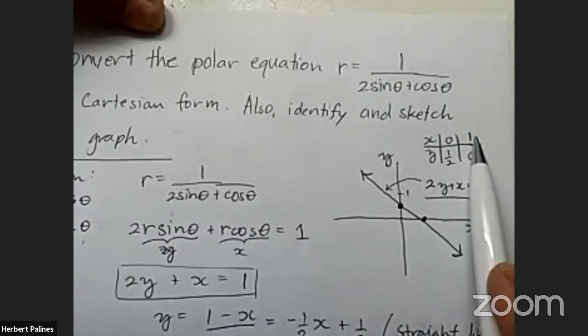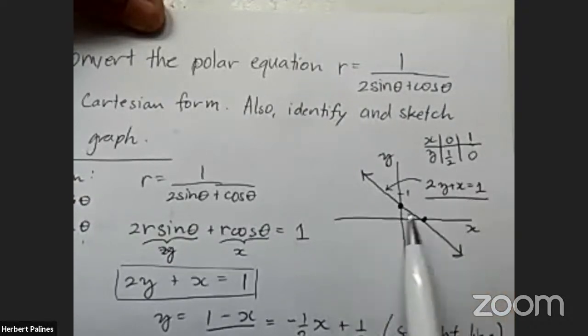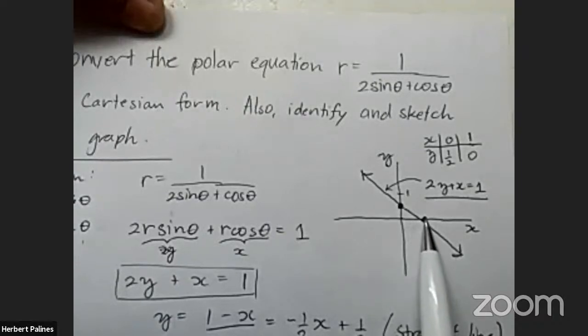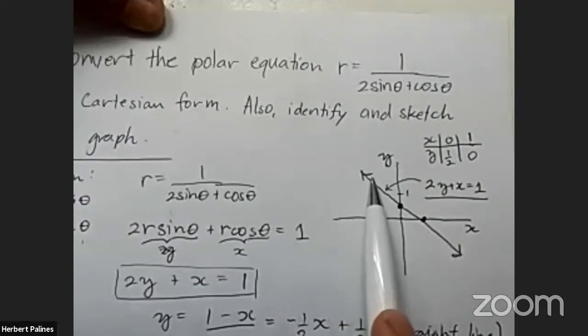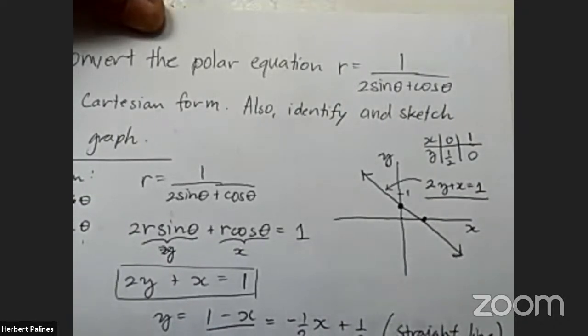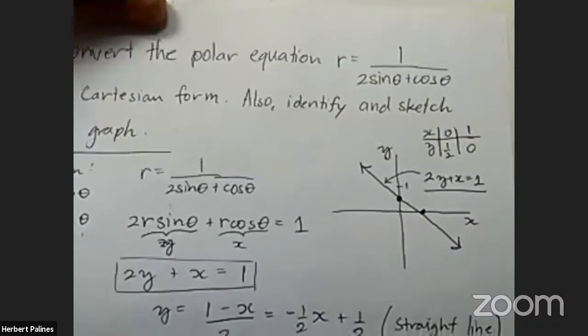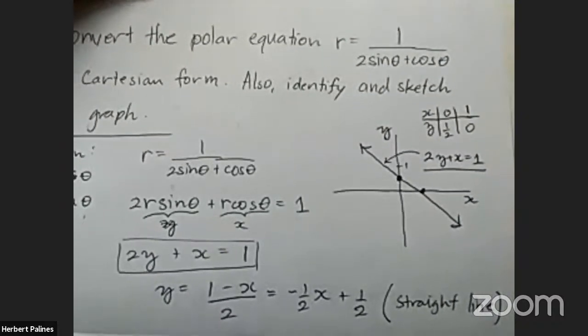When y is 0, x equals 1. So we just plug in these 2 points. We'll have (0, 1/2) and (1, 0), and then draw a straight line through these 2 points. And that is the equation of this. Okay?